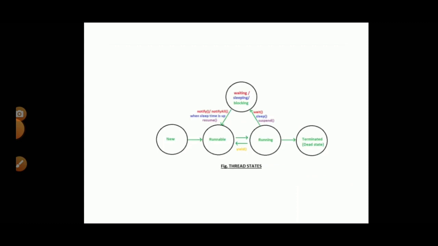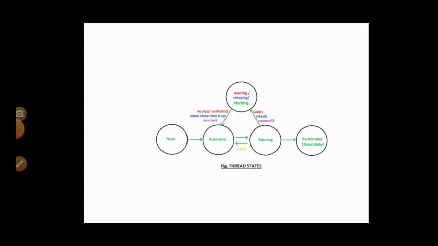So this is about the thread states. First it moves to the new state. From the new state it moves to the runnable state. And we have the waiting state, running state and terminated state. From the waiting state, it gets the notify or notifyAll function when the sleep time is up. When the sleep time is over, it gives the intimation by using notify or notifyAll. After getting the notification, it resumes the processing. That is, it starts the processing of the thread once again.